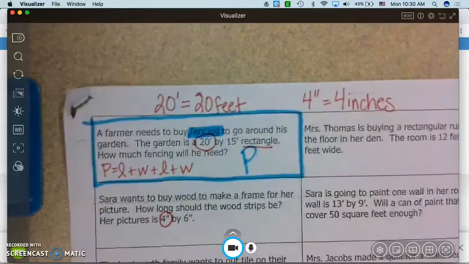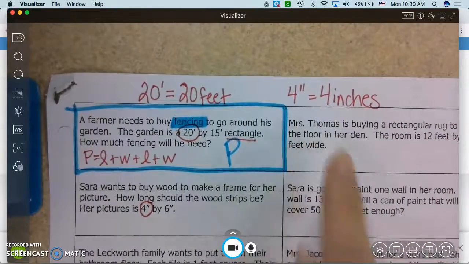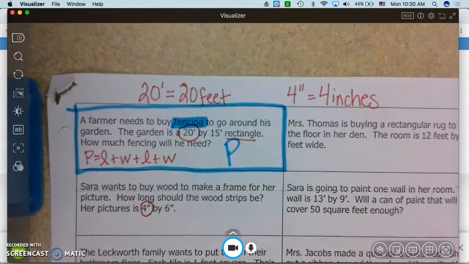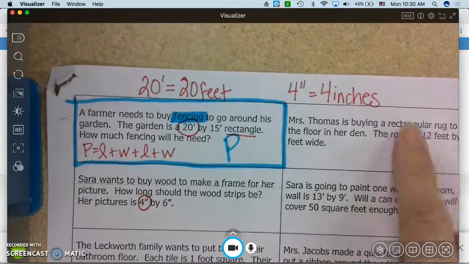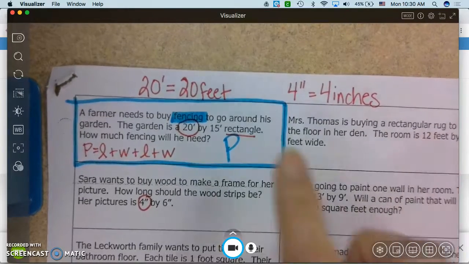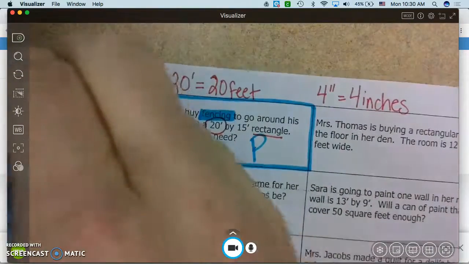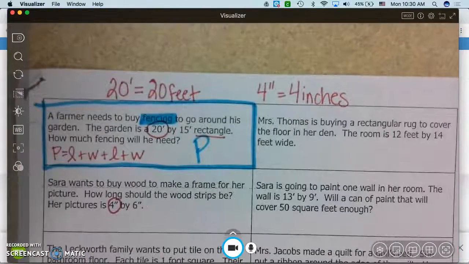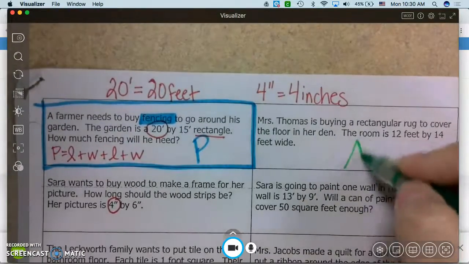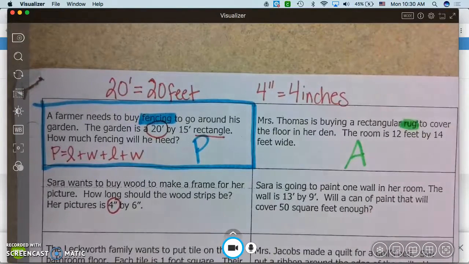Let's look at the next one on the top right. Miss Thomas is buying a rectangular rug to cover the floor in her den. The room is 12 feet by 14 feet wide. So let's think about a rug. So she's putting out a rectangular rug to cover the floor in her den. Would a rug be perimeter or area? Area. So now on this problem, I'm going to write an A for area. I'm going to highlight the word rug because that helps me know that it's area.